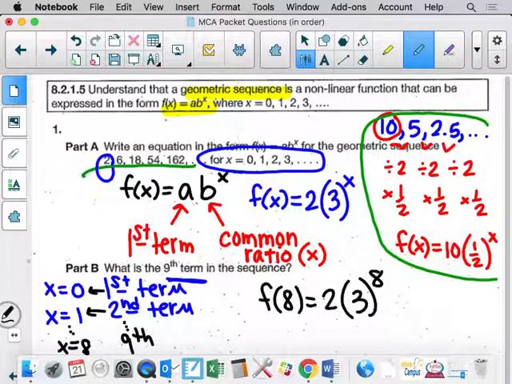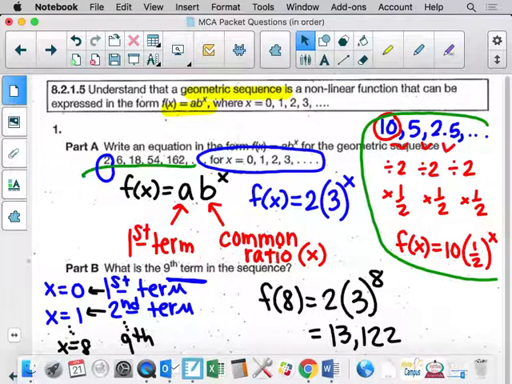I'm going to use a calculator for this one. 2 times 3 to the power of 8 is 13,122. Now, realistically, that is a large number, but because the pattern was just multiplying by 3, and in the initial sequence you see the first 5 numbers, you could continue just multiplying by 3 and write out your sequence to get to the ninth term, and you would get the same result.